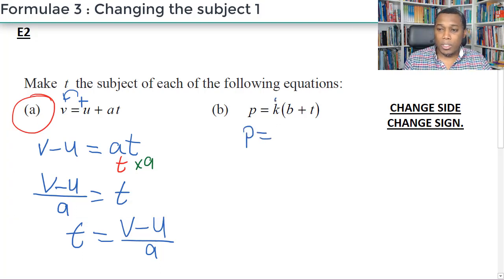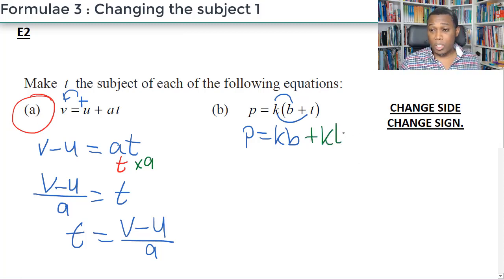P is going to be equal to KB, multiply the bracket, and then K has to be multiplied by the plus T. So KB plus KT. We want T to be the subject of the formula. So that means the first thing that needs to go is the KB, the term, or the letters, that are not with the T. You get rid of those first. So KB goes first. It is positive? Yes, it is positive. There's no sign there, so that's positive KB.